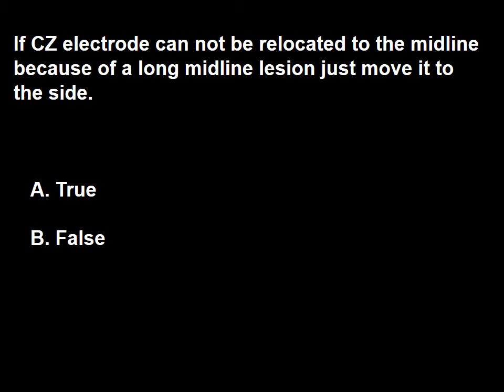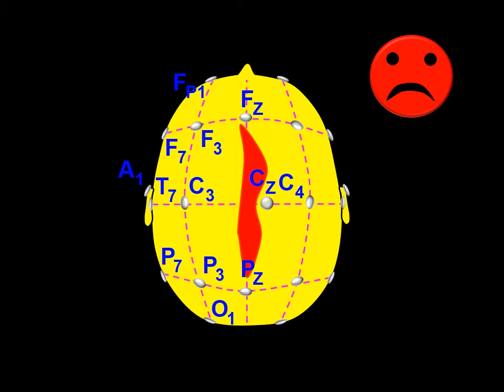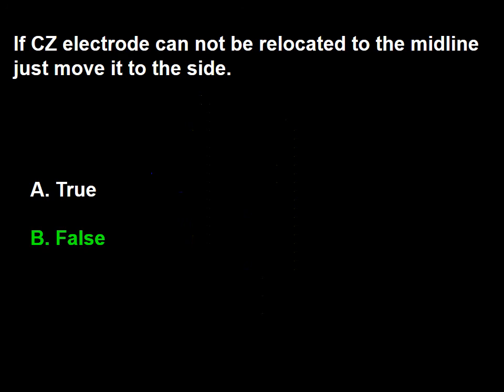Next question. If the CC electrode cannot be relocated to the midline because of a long midline lesion, just move it to the side. A, true. B, false. It is incorrect to move CC to the side when CC cannot be moved to a more anterior or posterior midline position. The correct approach is to add C1 and C2 electrodes as shown in this frame. So the answer to this question is B.